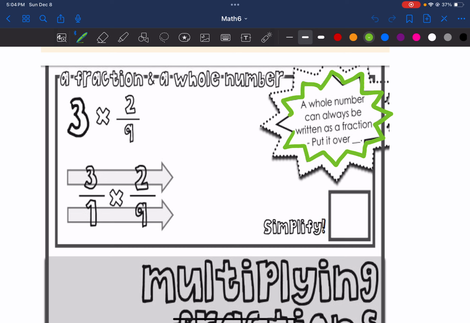Try and think what to put it over. You can put it over 1. That is where we get this number 1 from. So what we did was change the 3 into 3 over 1. Now we can multiply this.